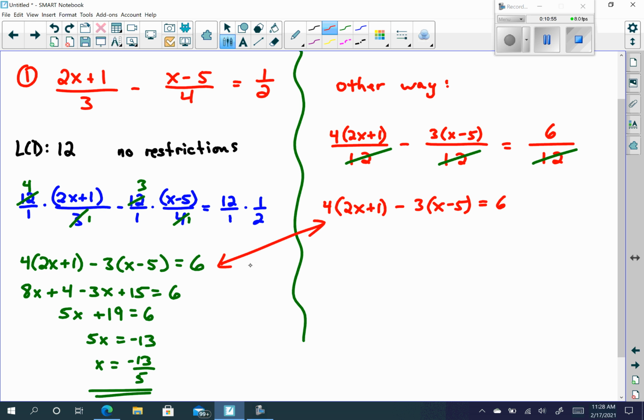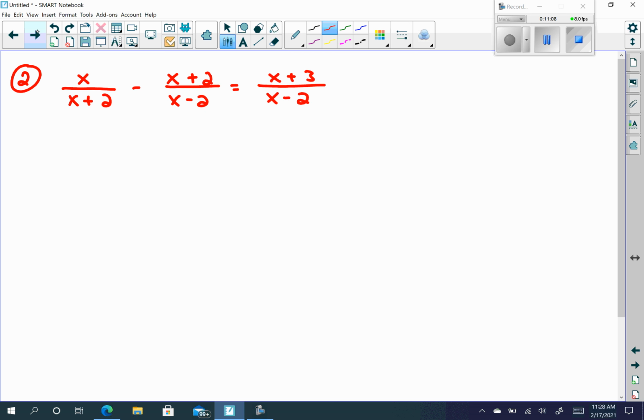So 2 different ways. What I did first was, instead of writing the common denominators here, I just simply multiplied by the LCD. Or over here, I could get the common denominators and then cross them out. All right, let's take a look at number 2. I'll do this one the same way. I'll show you both ways.